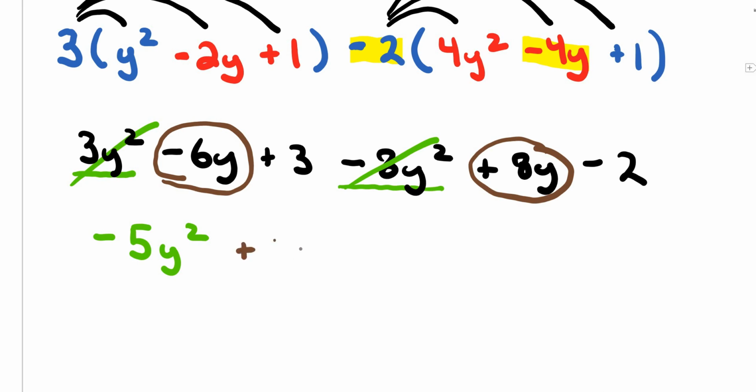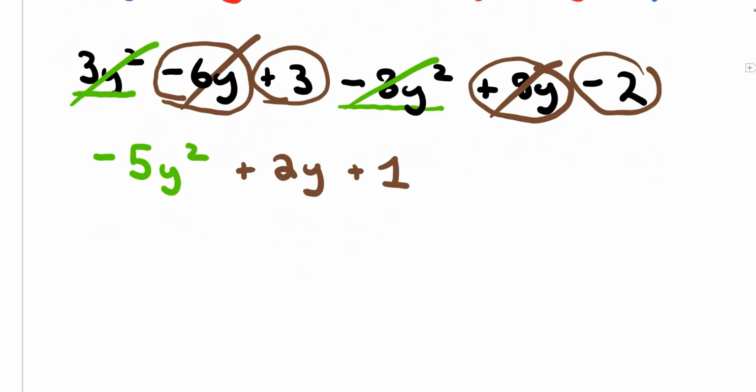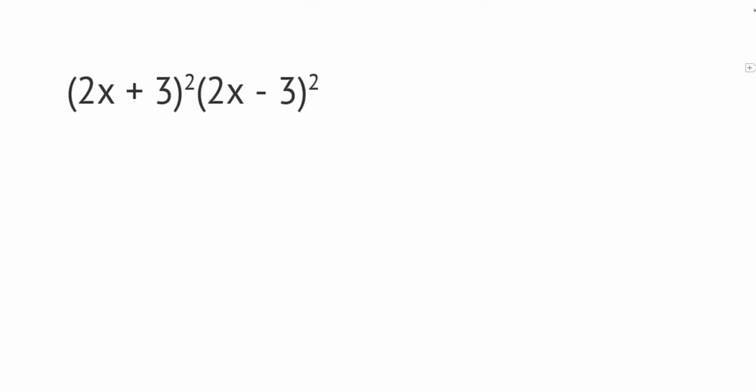2y. And once you're done with that, you can cancel that off. And finally, you have a positive 3 and a negative 2. So 3 minus 2 will be positive 1. And there's your answer there, negative 5y squared plus 2y plus 1. Okay, let's keep on going with a few more of these distribution questions here.